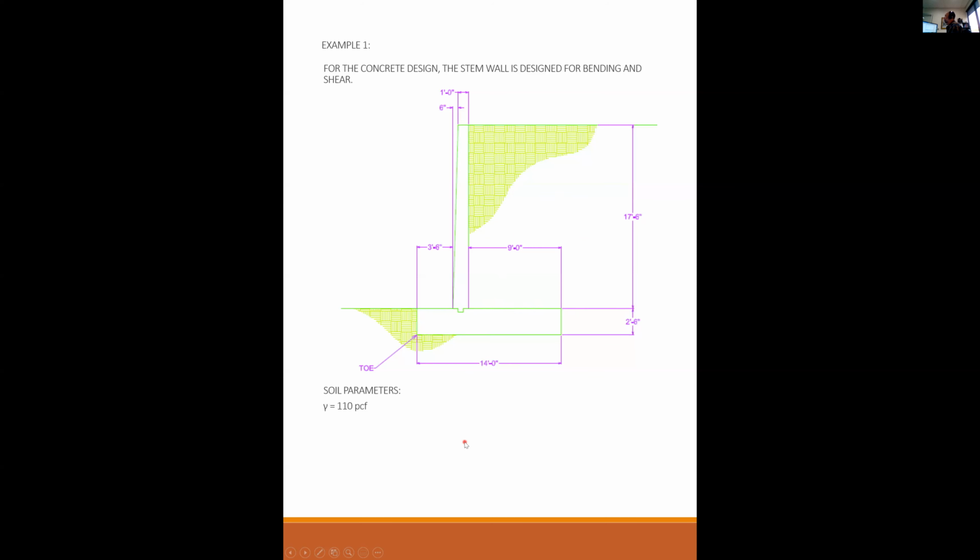The soil parameters, gamma of the soil is 110 pounds per cubic foot. The effective or equivalent fluid pressure is 40 pounds per cubic foot.